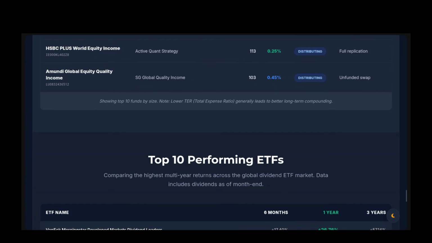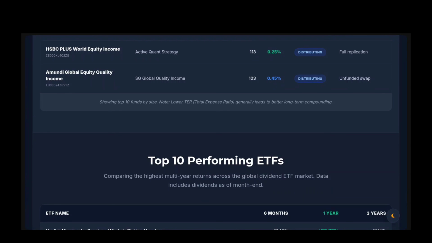So let's start to actually look at the top 10 performing ETFs. A lot of this data is coming from JustETF. So we're going to compare the highest multi-year returns across the global dividend ETF market, and data includes dividends as of month end.